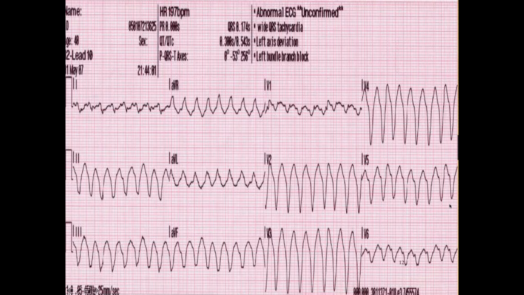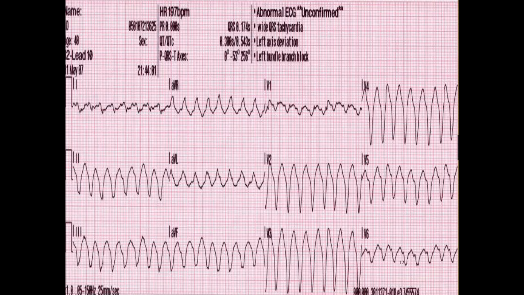Going V1 through V6, do we have concordance? We have negative concordance, right? Looking at a baseline here, baseline here, baseline here, baseline here, and baseline up here. All of our complexes are primarily negative. We have negative concordance. Do we have Brugada's sign? These look a little bit too narrow in the precordials to have Brugada's sign, so I would say no. So we can keep moving on.